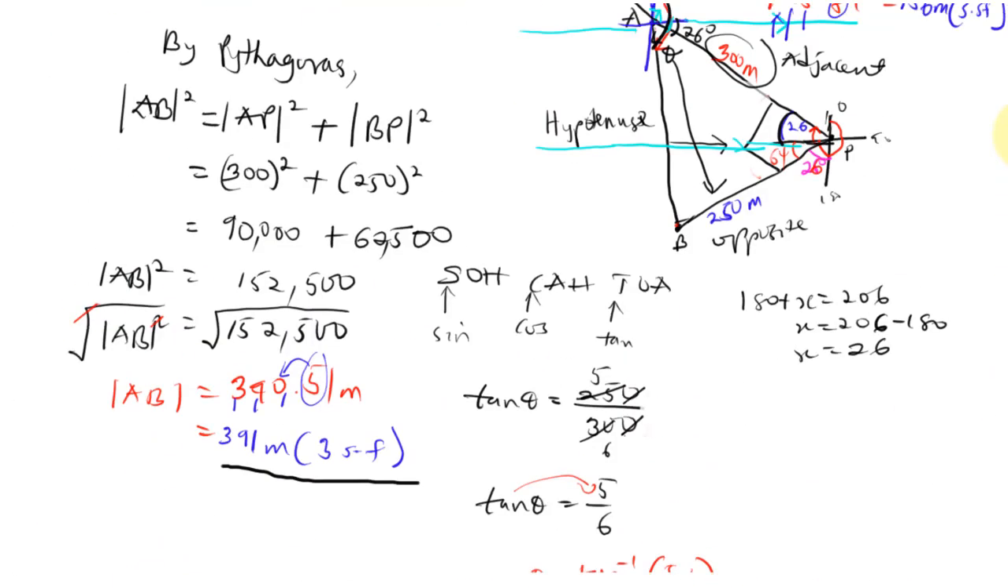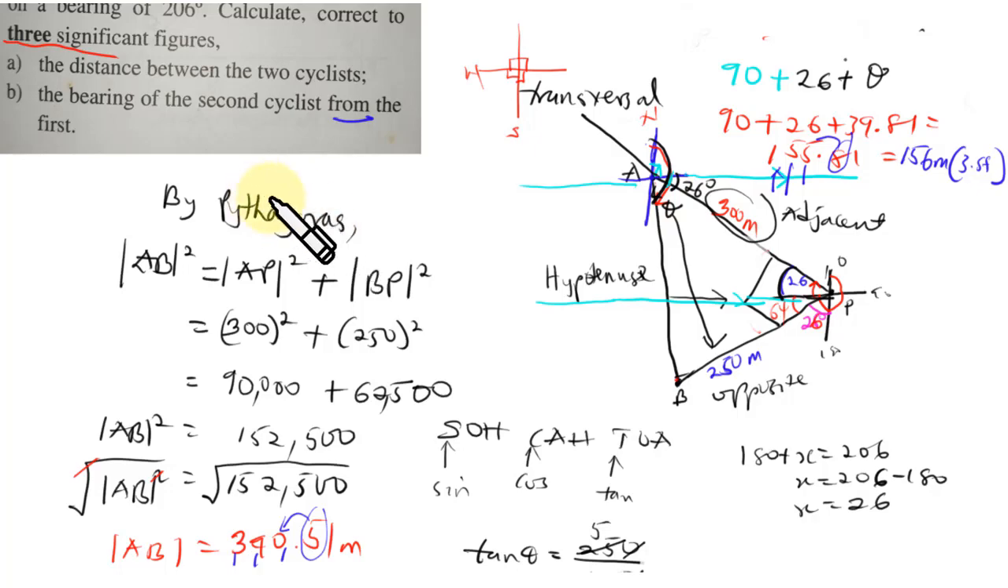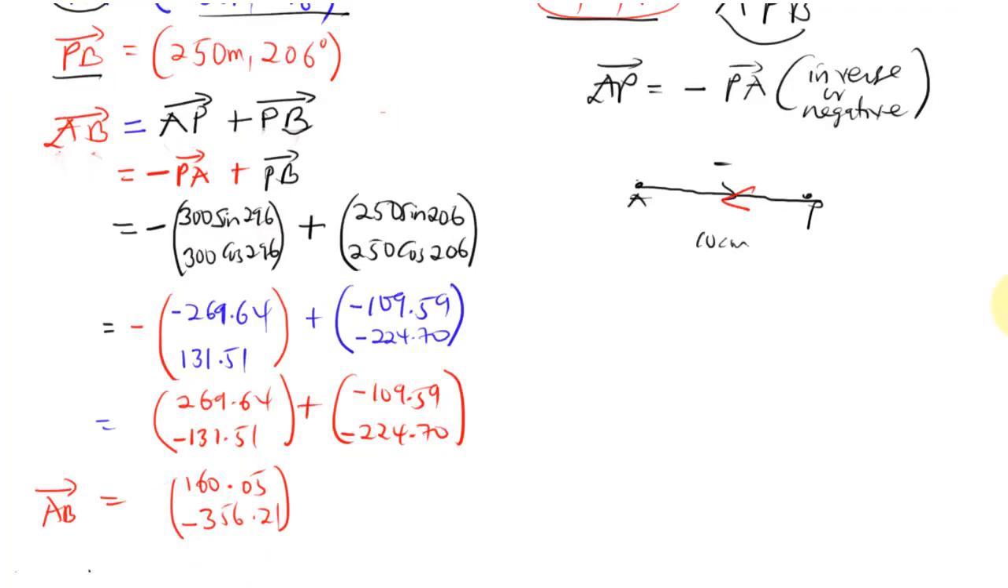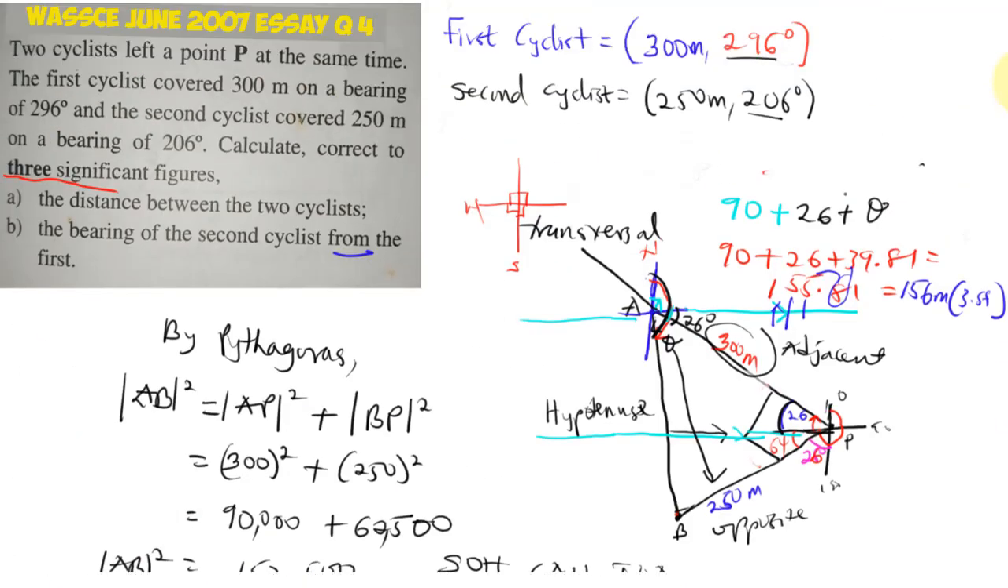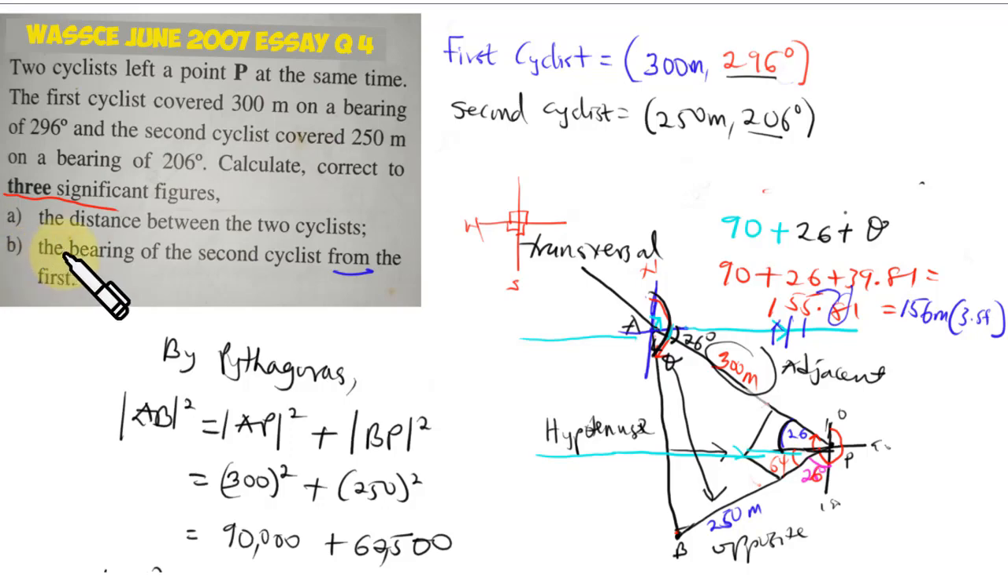So you can use plane geometry to solve this. That is when I invoked Pythagoras theorem, or you can as well use vectors to solve this, and that is pretty easy too. So let's look at the second one here. The B says that I'm to find the bearing of the second cyclist from the first.